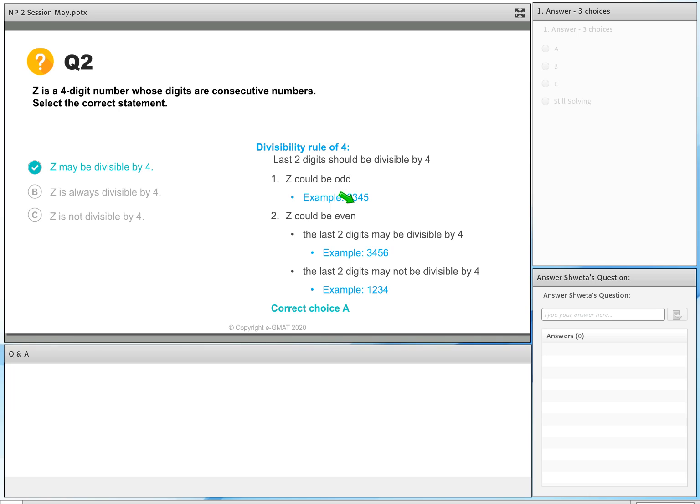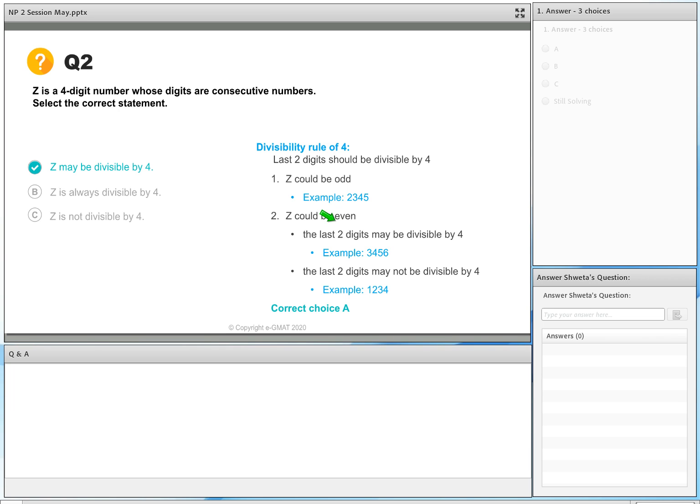Now look here, all we know is that all four of those digits are going to be consecutive. Look at this, 2, 3, 4, 5. They are consecutive. And the last two digits form the number 45. Because it is odd, it can never be divisible by 4. It can happen in other situations as well, right? So you could have in the end 6, 7, or you could have 8, 9. None of those are going to be divisible by 4.